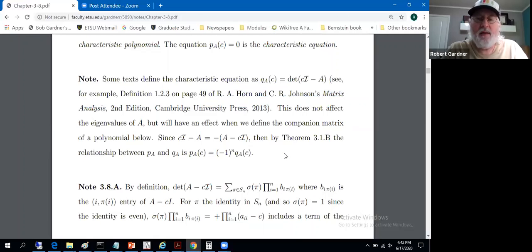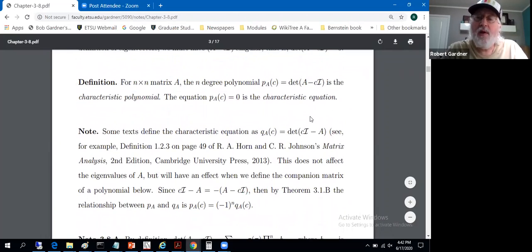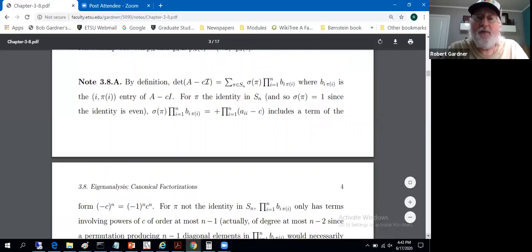That's going to give us a relationship between their polynomial and our definition of the characteristic polynomial, where they differ by a negative sign. So how are determinants related when you change matrices by a negative sign? Yeah, you pick up a power of -1. I guess it was theorem 3.1.b that tells us that. So our characteristic polynomial is related to Horn and Johnson's characteristic polynomial by a power of -1. They're the same when n is even, and they differ by a negative sign when n is odd. So that resolves that if you read different references.